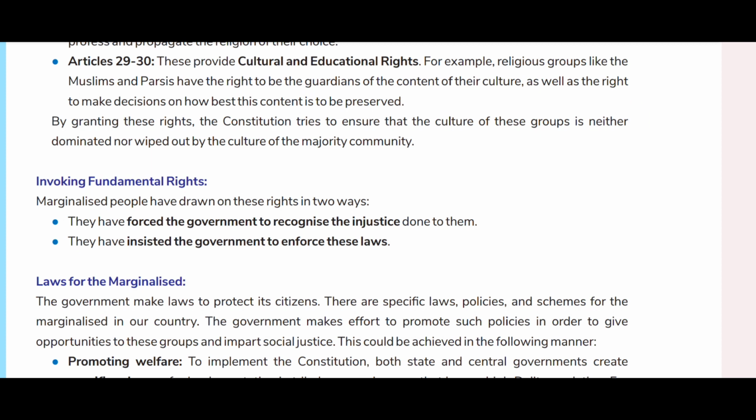Invoking fundamental rights. Marginalized people have drawn on the rights in two ways. Firstly, they have forced the government to recognize the injustice done to them. Secondly, they have insisted that the government enforce these laws.